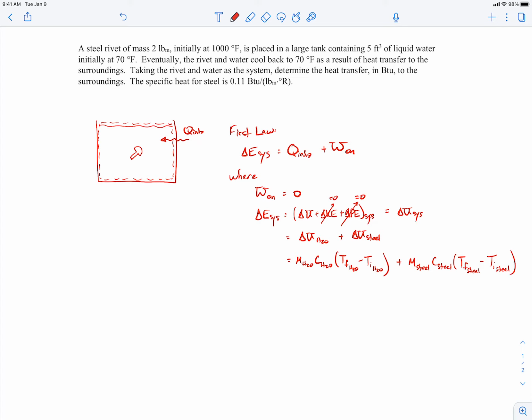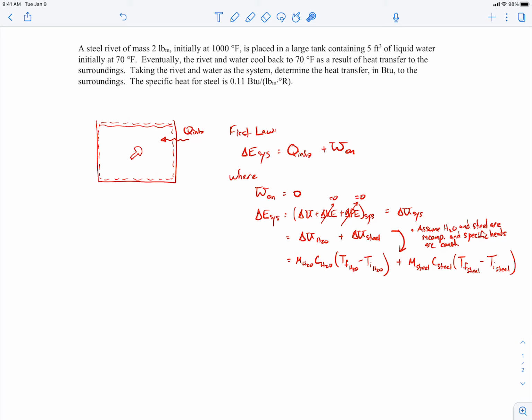Okay, so let me write down those assumptions. As we go from this step to that step, we're assuming, let me put a little bullet point here, so assume water and steel are incompressible and the specific heats are constant. So the incompressible assumption is very likely to be a very good one. Water, liquids and solids like steel, they're very nearly incompressible. So that's always a pretty good assumption.